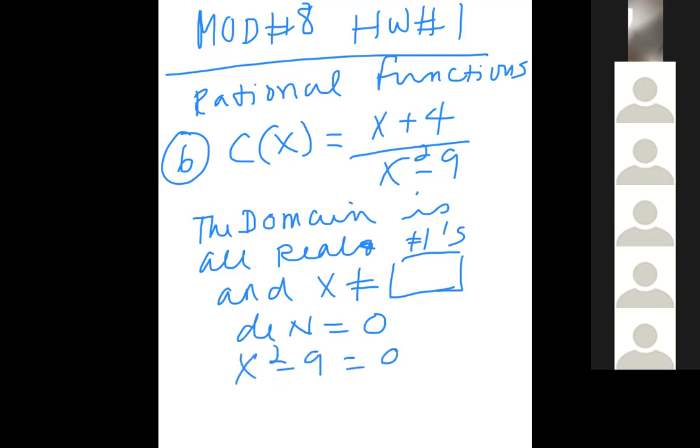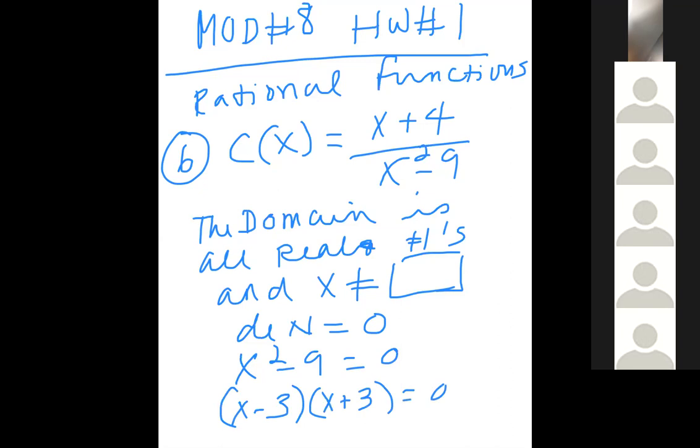Now, how do we solve this? We factor. It's a difference of squares. There are other ways you could solve this too. You know, add 9 to both sides, take the square root of both sides. But the problem is some of you might not remember those 2 answers, okay? So it's better to factor. x minus 3, x plus 3.